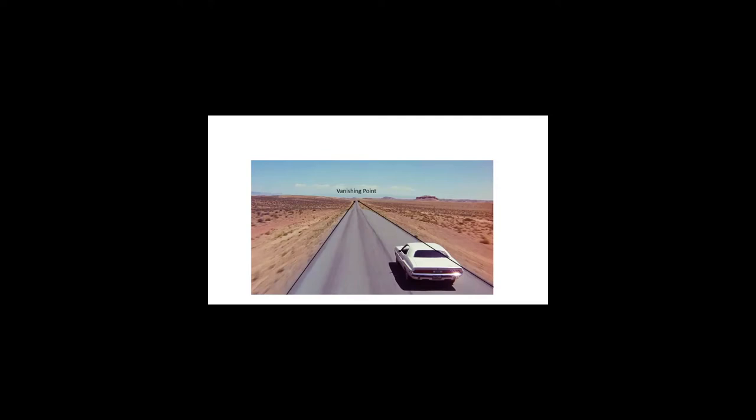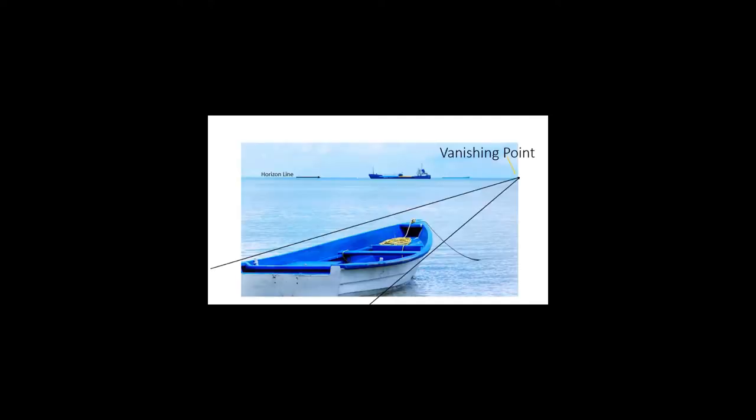To understand your horizon line, I want you to picture yourself now at the sea. You've placed your feet in the sand and you're looking out at the ocean. And what you'll notice is where the sky and the sea meet. That is your horizon line. And your horizon line is at your own eye level.